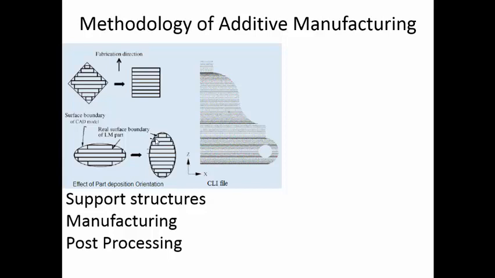The next step is the post processing. So different additive manufacturing processes produce components of different characteristics. So some of the processes require additional processing for improving the strength. Some materials may require additional processing for improving the strength. And apart from that, you have to remove the support structures.